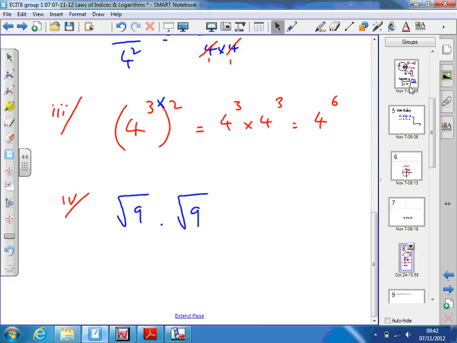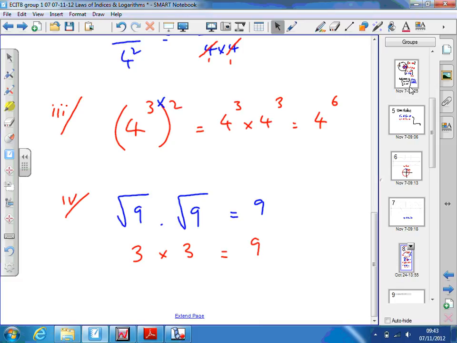Right, the square root of 9 is 3. Times by the square root of 9 is 9. 3 times 3 is 9, okay? So let's think about this for a minute. And there's a bit of a logical argument here, so you need to focus on it, please. The square root of 9 is a number, 3, which when you multiply it by itself gives 9. The square root of a number is the number which when you multiply it by itself gives that number.